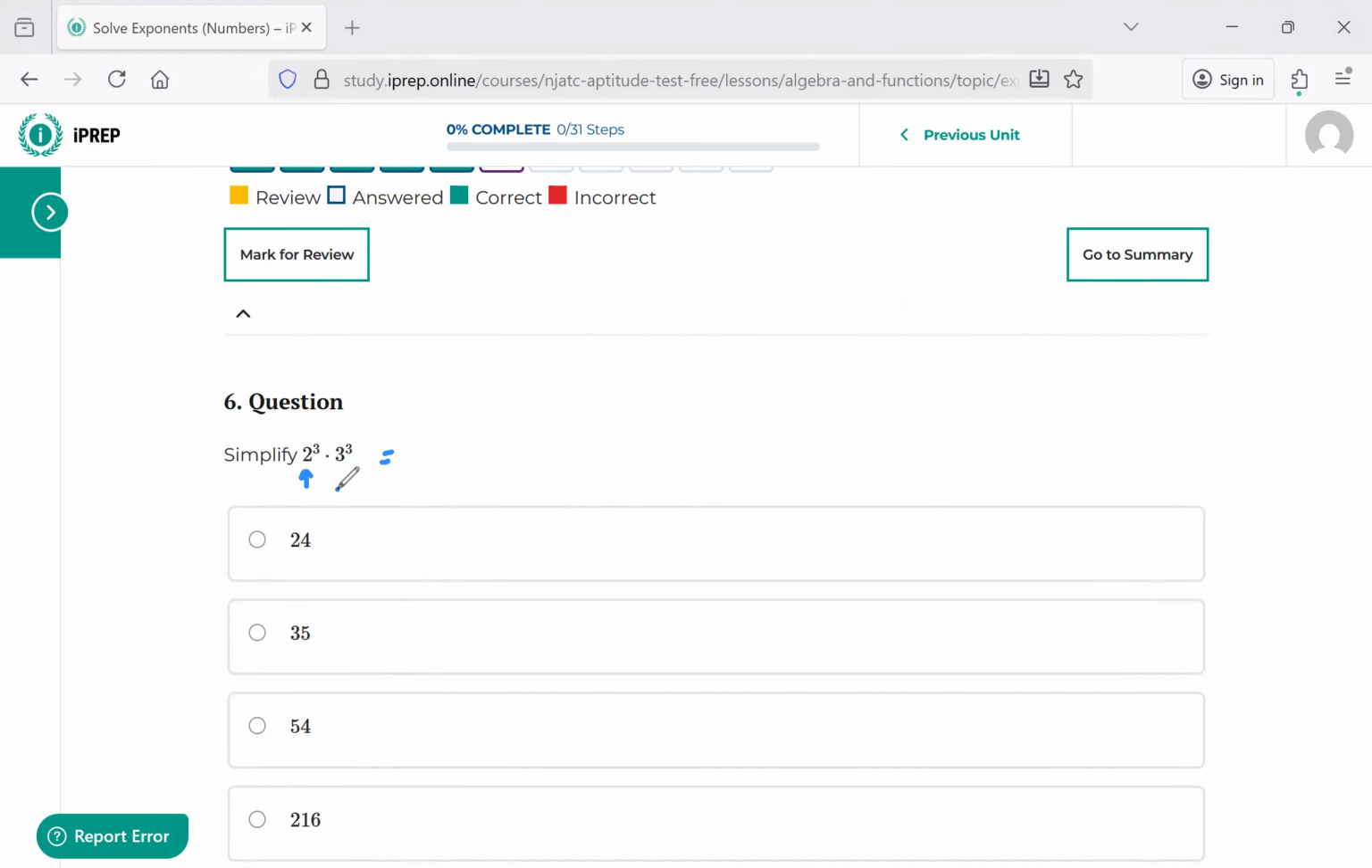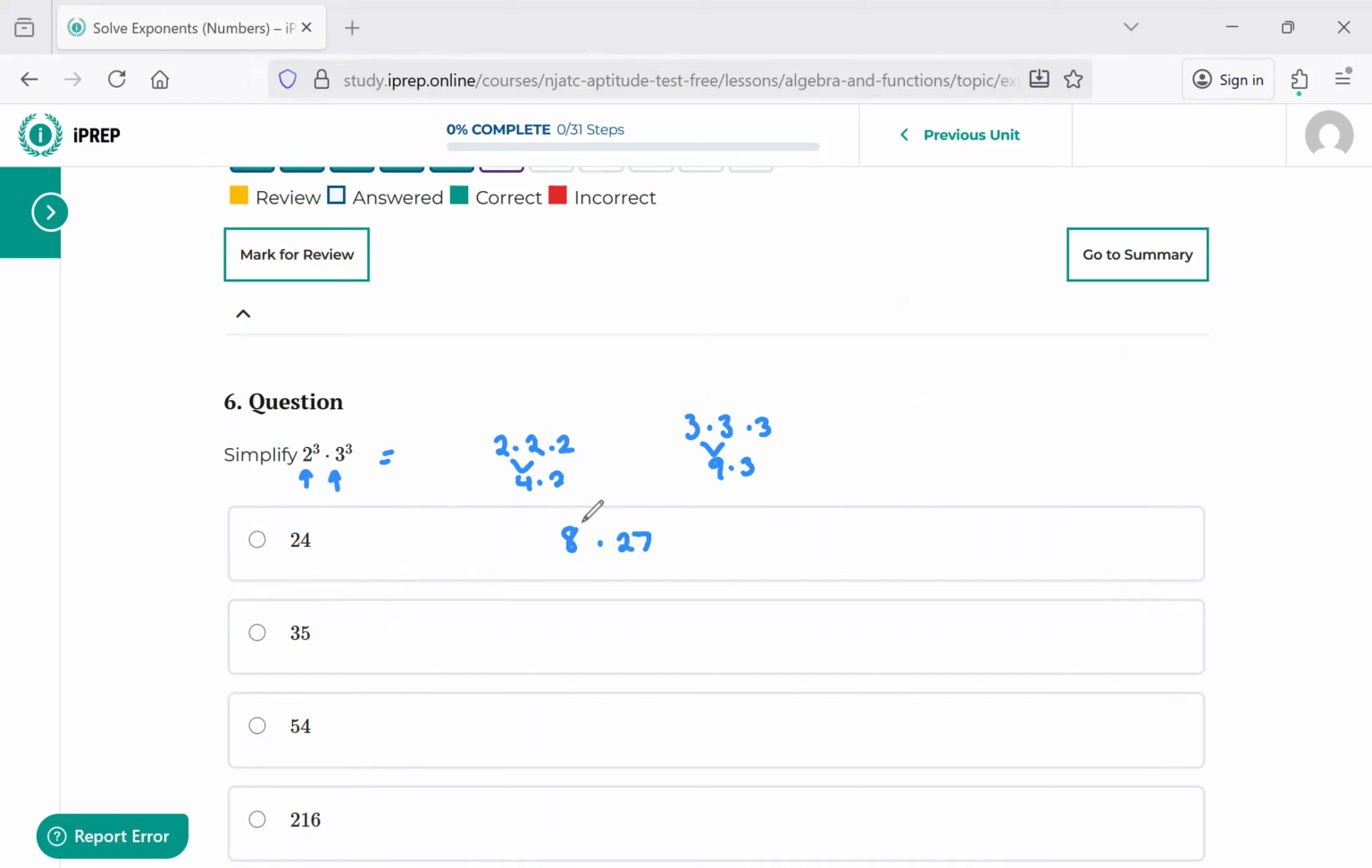Is there any way we could put it in a common base? No, we can't. So what you're going to have to do is just multiply it out. What's 2 to the third? That's 2 times 2 times 2: 2 times 2 is 4, times 2 is 8. And what's 3 to the third? That's 3 times 3 times 3: 3 times 3 is 9, times 3 is 27.